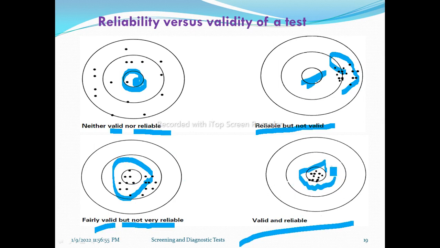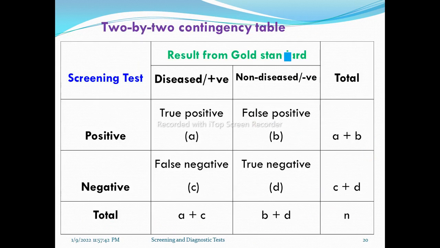They are found on this target area and true. They are true or valid, and they are close to each other, so it is reliable. So what we have found is this, and what we need is this one. So by the 2x2 contingency table, this is called the gold standard.